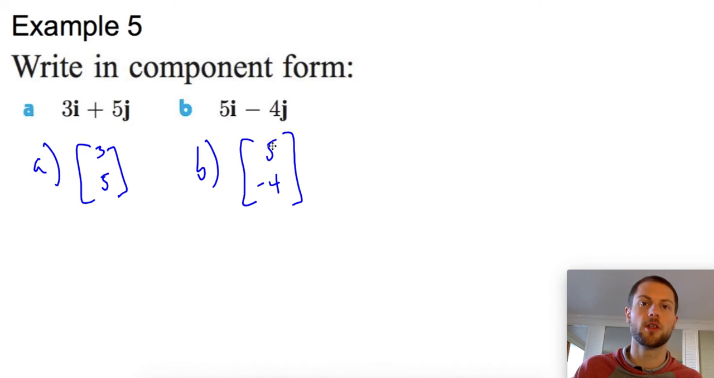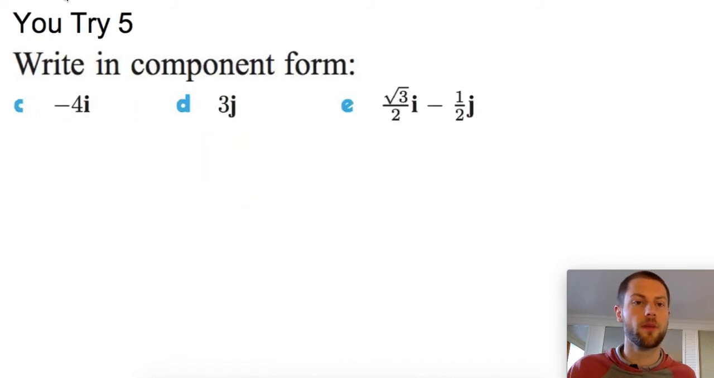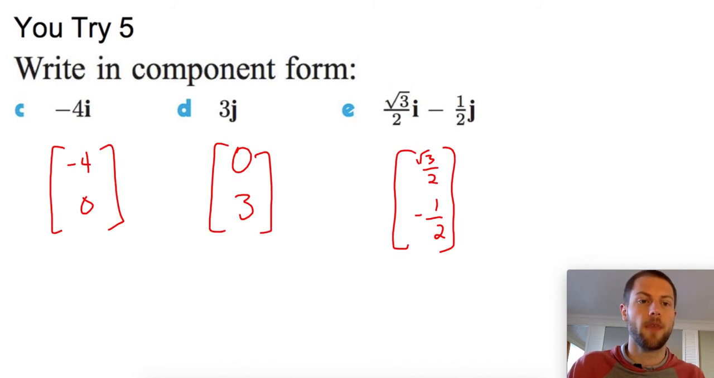Now notice, the only way that you might be tricked is if the i's and j's were reversed. Typically that's not going to happen though, because it is the convention to put the i's before the j's. But just keep an eye out and make sure that the i vector goes on top. All right, why don't you try a few more examples. Write these in component form before our last challenge. And there are your answers.